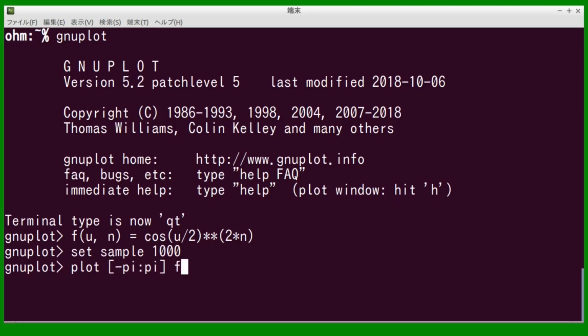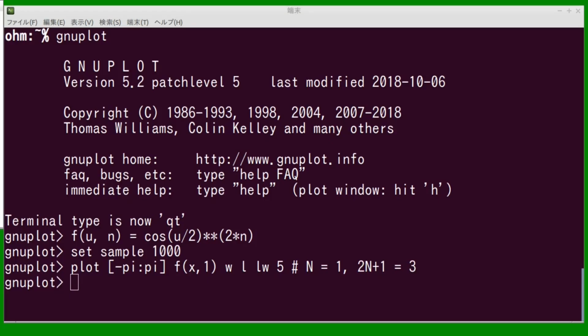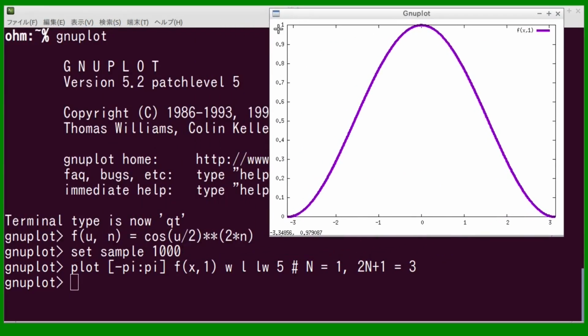First, let us consider a 3-element array. We set n equals 1. Then 2n plus 1 becomes 3. The plot looks like this. This shows the kind of array pattern we can obtain. This point is minus pi, and this point is pi. If the element spacing is lambda over 2, this point corresponds to the plus z direction, this point to the minus z direction, and this point to pi over 2.